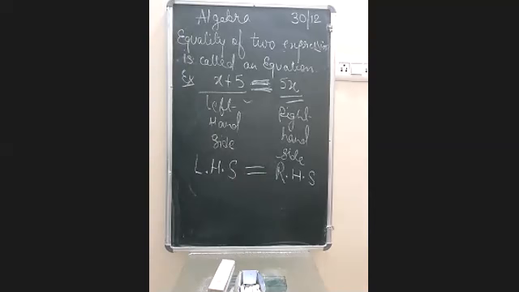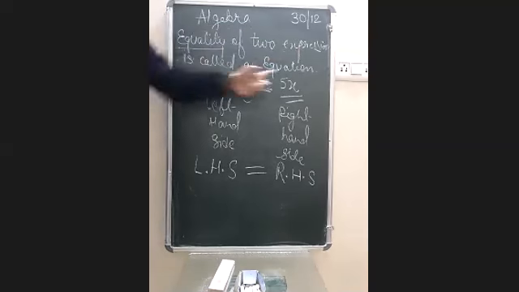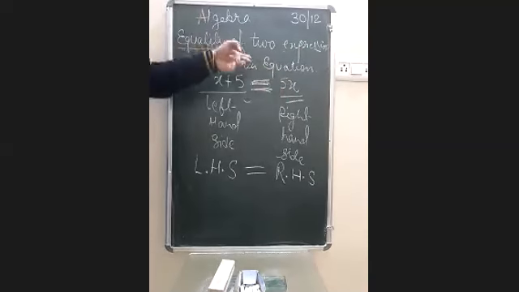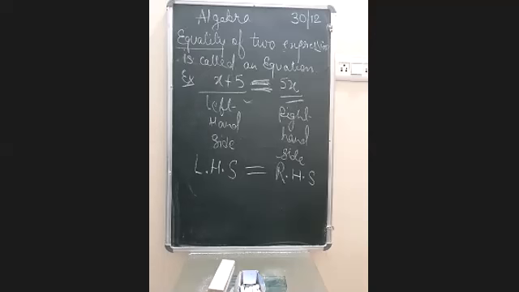In any equation, because the definition of an equation is that when you take the equality of two expressions, it is called an equation. An equation has two sides, left hand side and right hand side, and they are always equal. Then only that is called an equation.